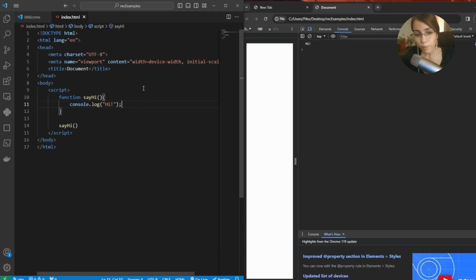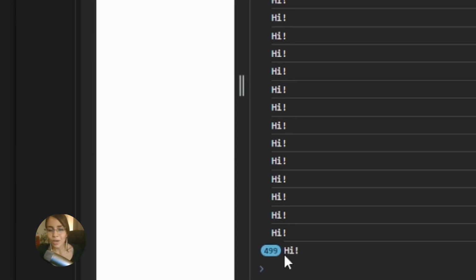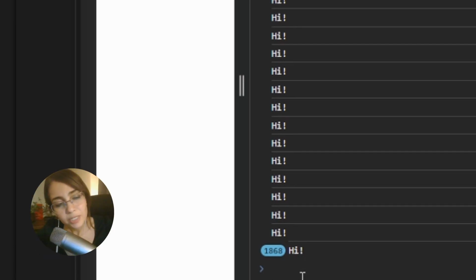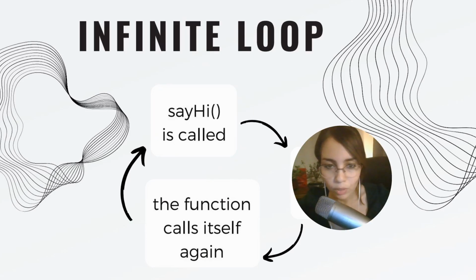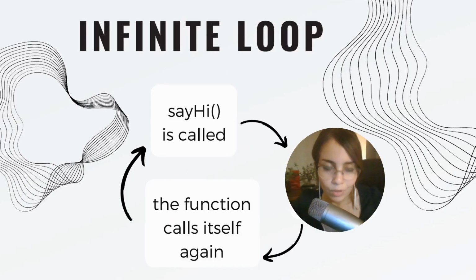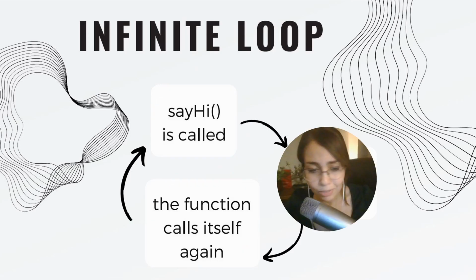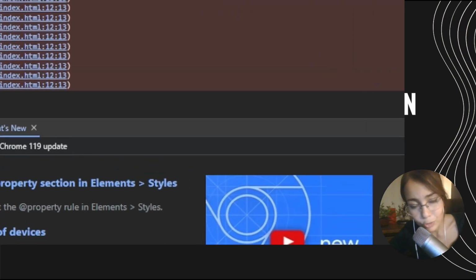Okay, now let's see what happens if we call the function within itself. Oh wow, it just keeps printing hi, hi, hi, and it doesn't look like it's ever going to stop. So let's break down what's going on. First the function calls itself, then it logs hi to the console, then it calls itself again, logs hi into the console, calls itself, and so on. It's an infinite loop, which means our function will keep running until our program encounters a Stack Overflow error or an error of some kind that forces it to stop.